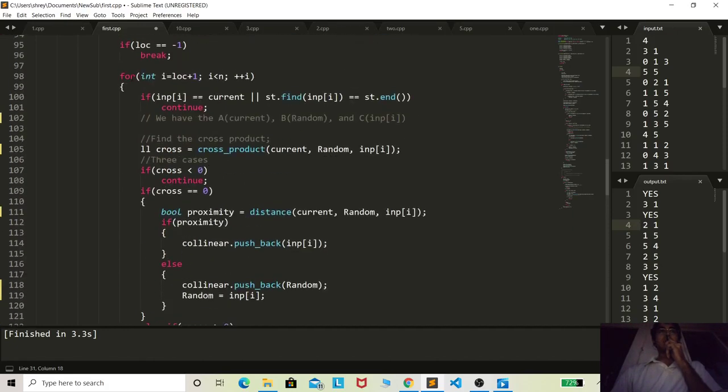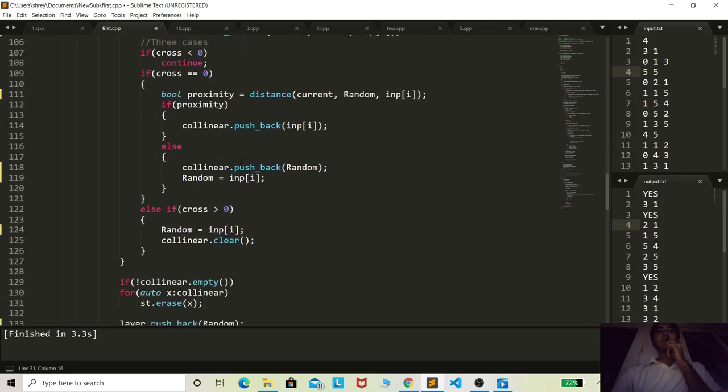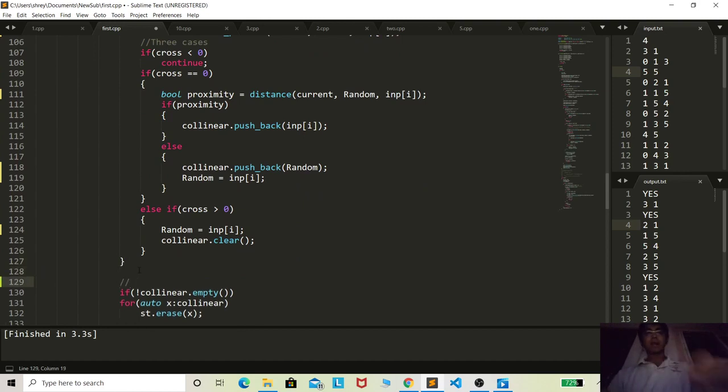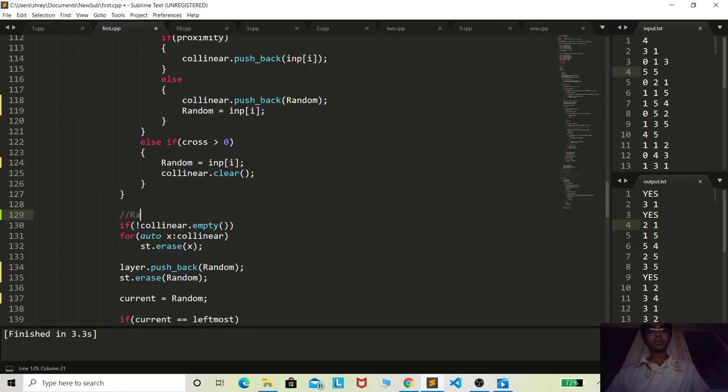as you can see, we are iterating through all the remaining points to find the most optimal point. So after we are out of the for loop, our random point is the most optimal now.